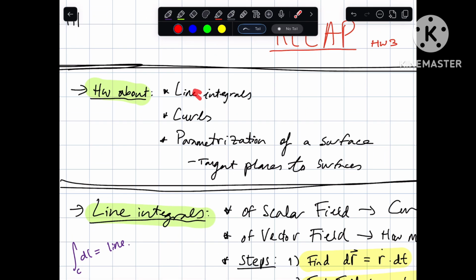This homework is about line integrals, curls, and parameterization of a surface. And there was just a single question about tangent planes: find the tangent planes to the surface that you parametrized. Just a warning, I struggle with saying the word parametrization sometimes, so if I completely butcher it, just ignore.